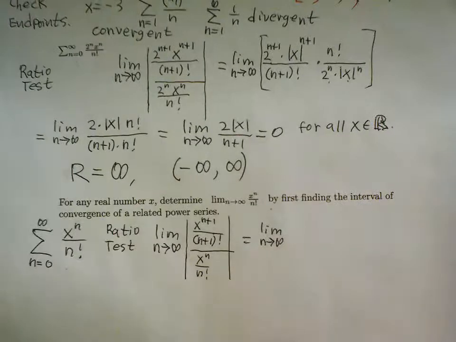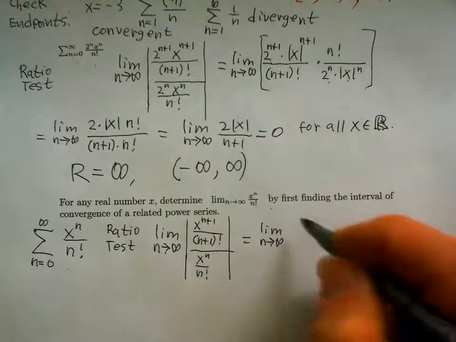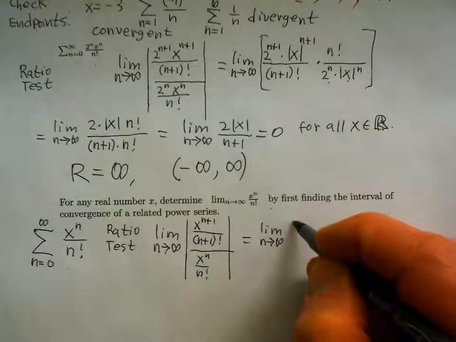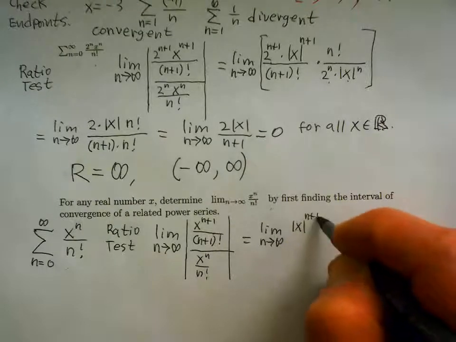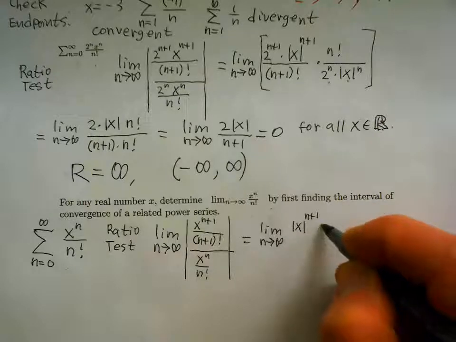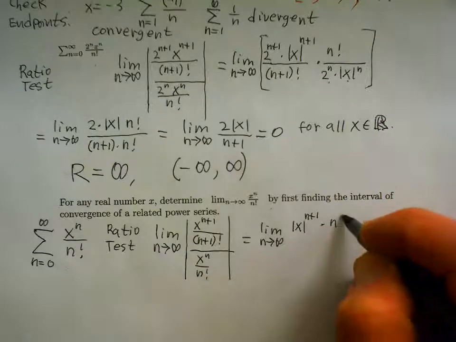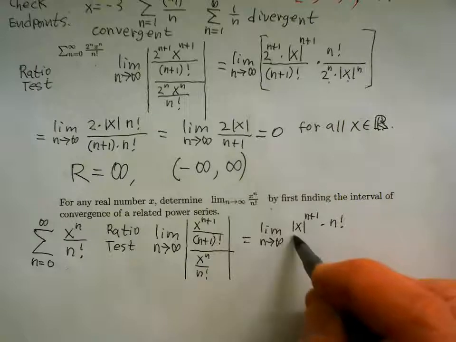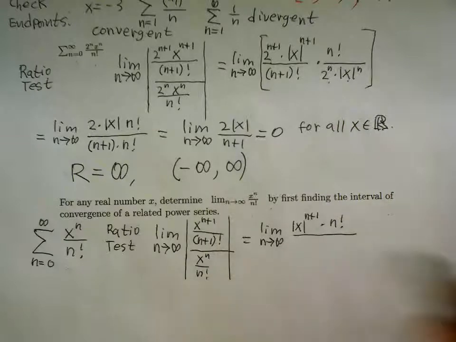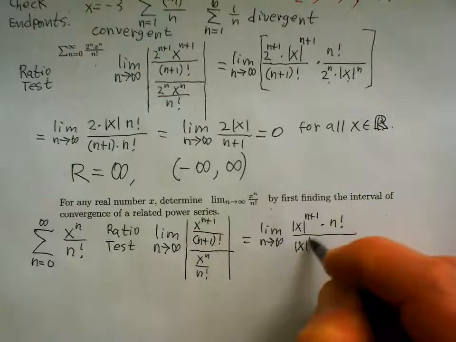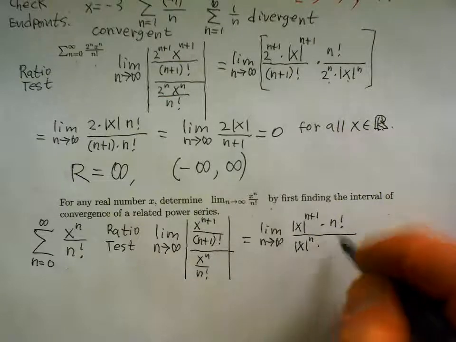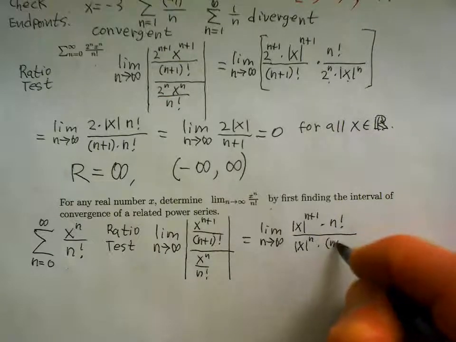Then simplify the complex fraction. So in the numerator, we have the absolute value of x^(n+1) times n factorial. In the denominator, we have the absolute value of x^n times (n+1) factorial.